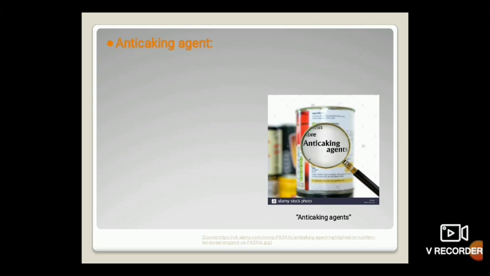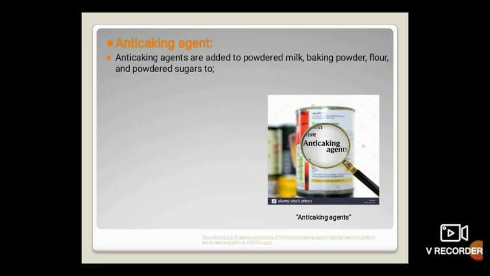Then we have anti-caking agents. So anti-caking agents are added to powdered milk, baking powder, flour and powdered sugars in order to prevent the formation of lumps and maintain the flow properties. They also absorb the water. For example, silicon dioxide can be used as anti-caking agent and maintains flow properties in powdered food products.